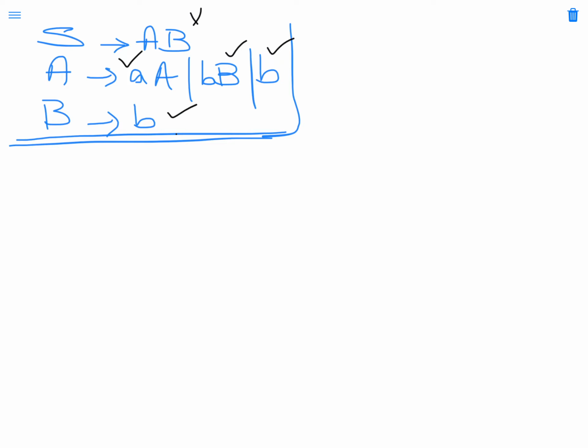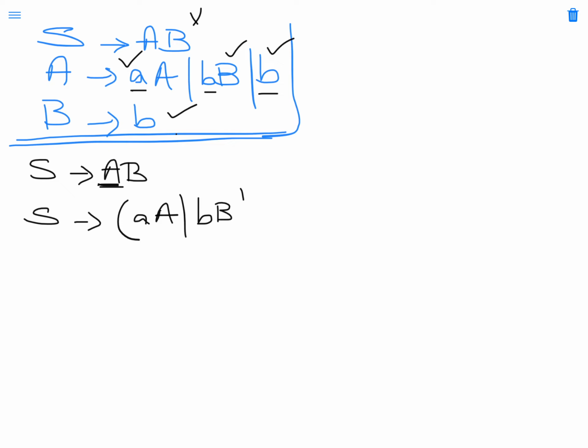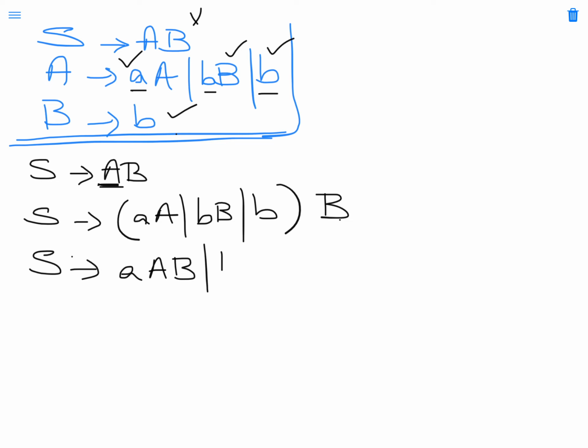The only production that is not in GNF is S gives AB. So in order to convert that S gives AB to GNF, what do you have to do? The first non-terminal is A, and you have the productions of A which start with a terminal symbol. So just substitute the productions of A in place of this A. Okay, so the resulting set of productions, how can you write? A, B, B, and B.